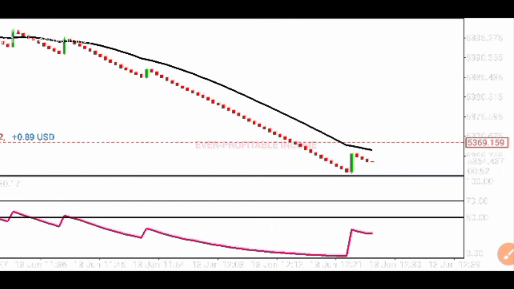So this is how to use the strategy. I want you to go over to your chart now and backtest it, and tell me the results you got using this strategy.